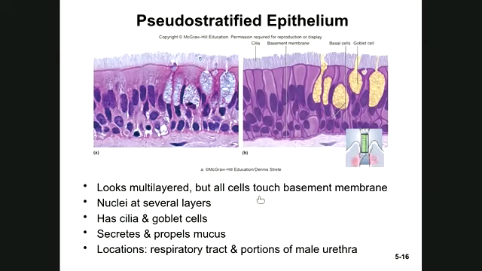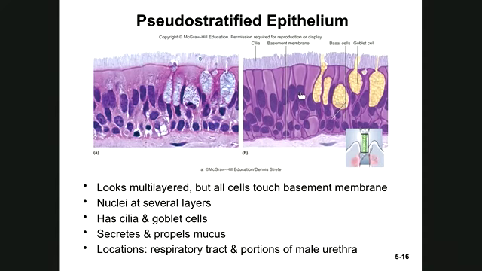This is the basement membrane. The nuclei are located in several levels. They have cilia, all of them, and they contain goblet cells. They secrete and propel the mucus. Their location is the respiratory tract and some parts of male urethra. So these are the locations of pseudostratified.